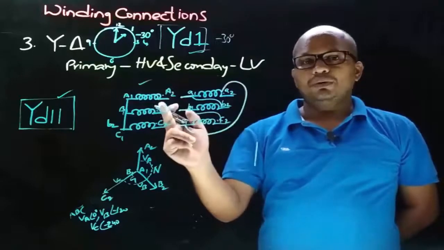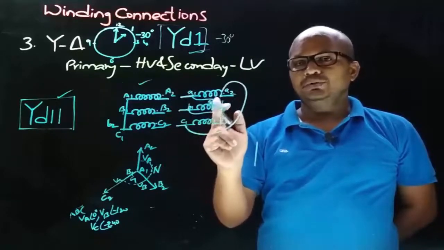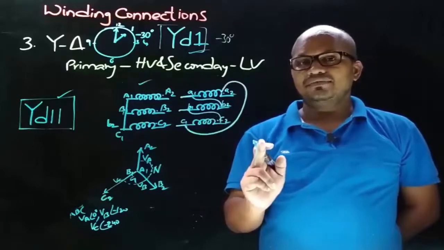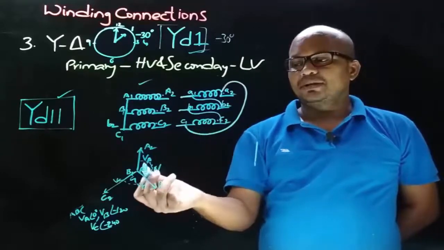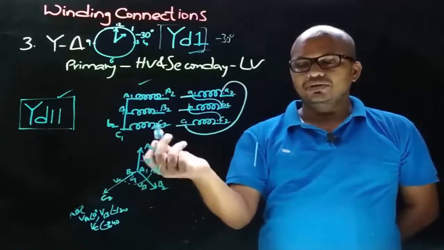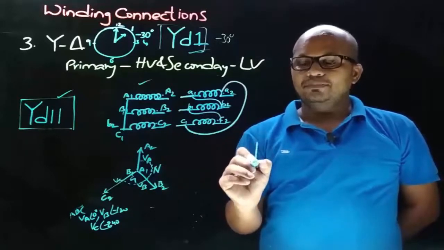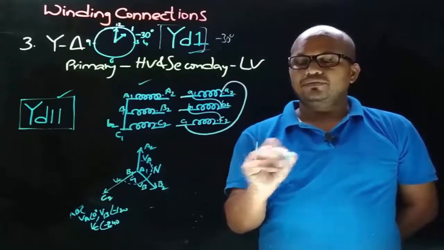Okay, here on primary side we took the connection from dot ends, and on secondary side we took the connection from non-dot ends. Means here the secondary side phasor direction will be opposite to primary side phasor. As the primary side phasor direction is upwards, so the secondary side phasor will be downwards. So this is VA phasor.